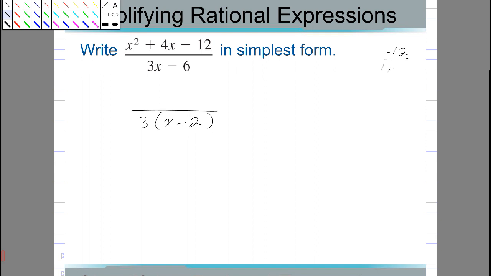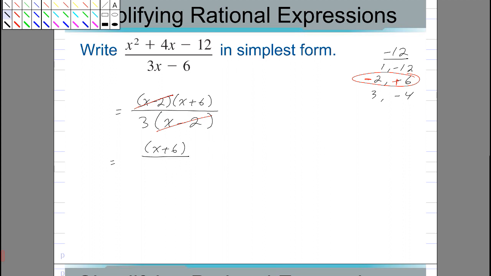So let's see, 1 and negative 12, 2 and negative 6, 3 and negative 4. None of those work, but one of them comes close. This one right here, if I make that a negative 2 and a positive 6, that'll work. So this should factor as x minus 2, x plus 6. Now, of course, I have a common factor to cancel out, my x minus 2, which leaves us with an x plus 6 in the numerator over 3. And 3 does not go into everything that we've got here. So I can't factor that anymore. That is it.